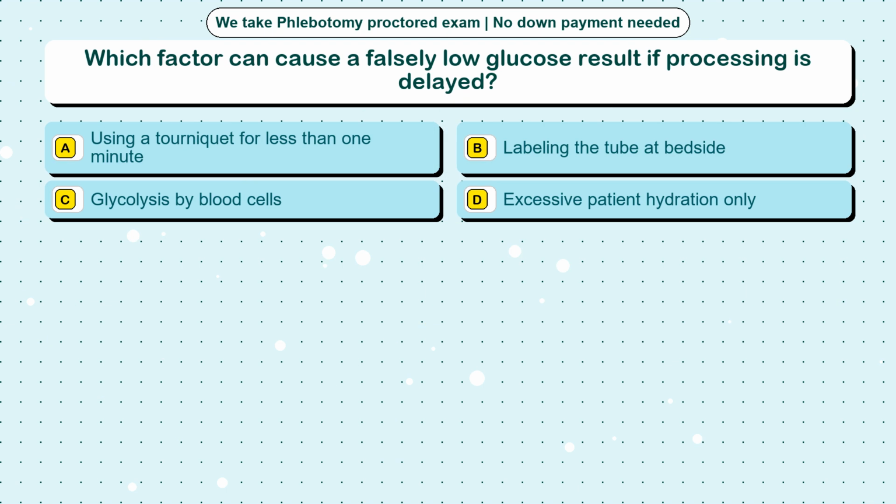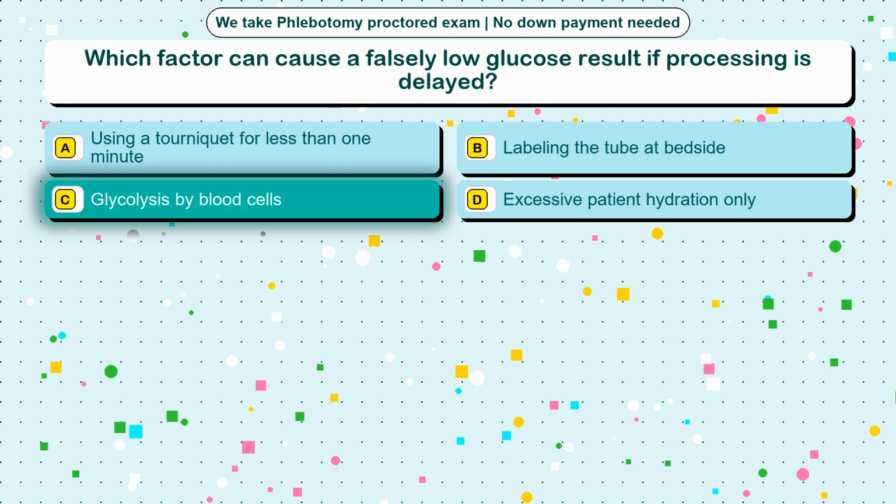Question 75. Which factor can cause a falsely low glucose result if processing is delayed? Option A, using a tourniquet for less than 1 minute. Option B, labeling the tube at bedside. Option C, glycolysis by blood cells. Option D, excessive patient hydration only.